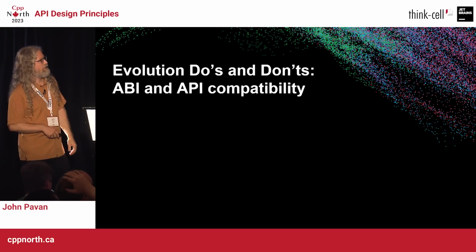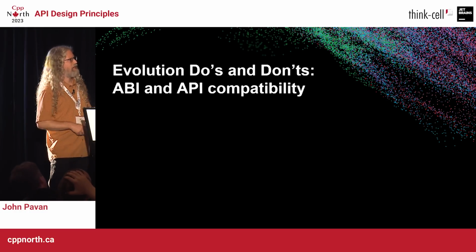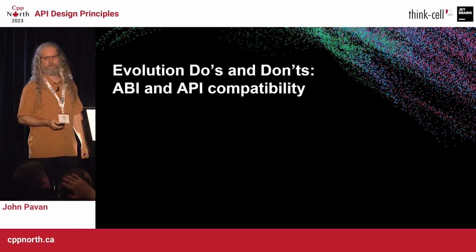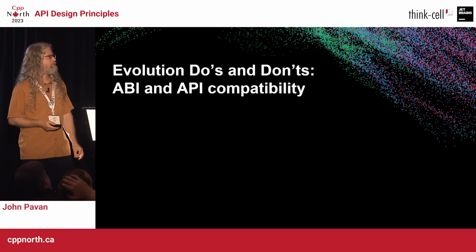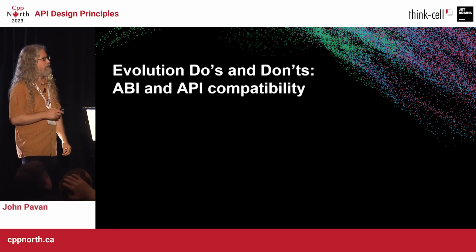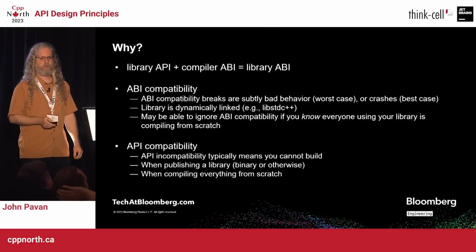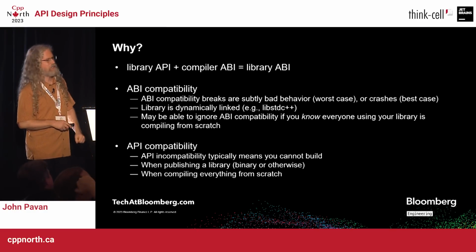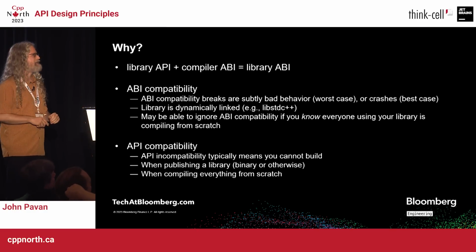Okay, so now I'd like to talk about how ABI and API compatibility may impact how you can evolve your code going forward, or evolve your APIs going forward. These are things that probably everyone here is better at than I am, so please take this with a grain of salt.